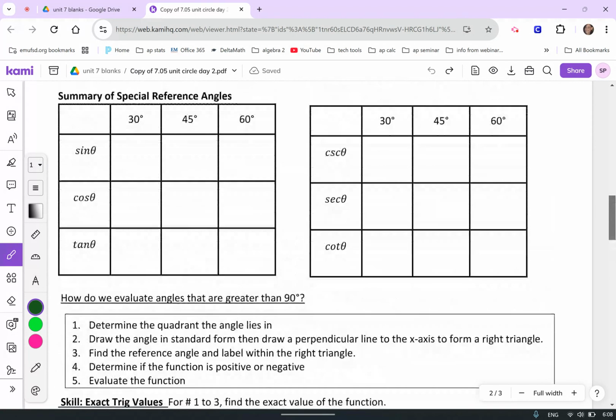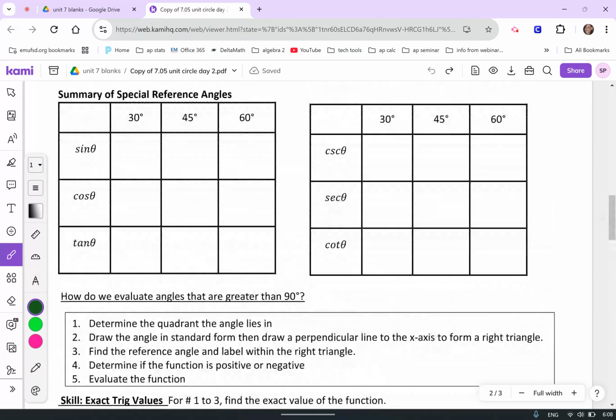In this video, I'm going to go over the second half of the 7.05 lesson on the unit circles. And the focus of this half of the lesson is to find the exact trig values of special angles. In addition, not just the 30, 45, 60 that we developed in class.